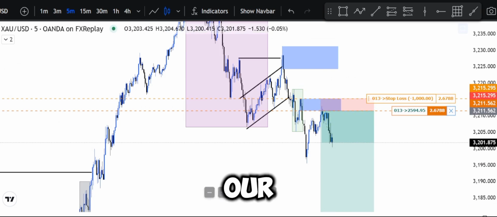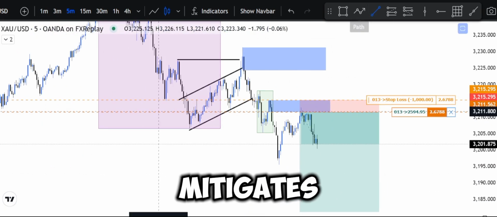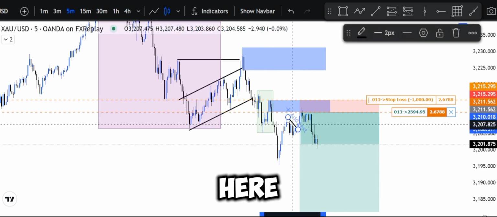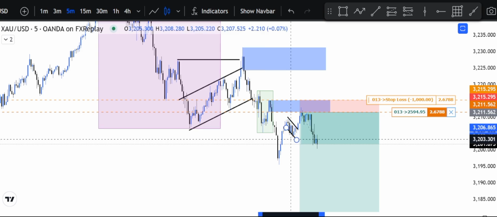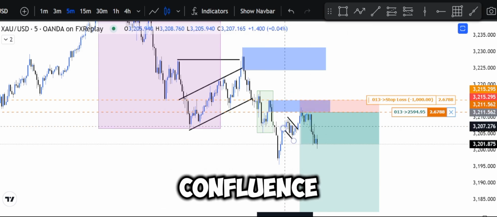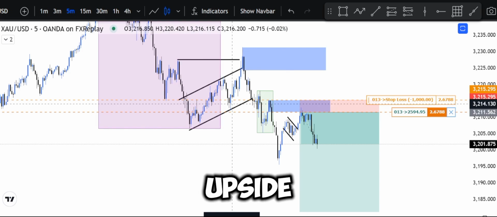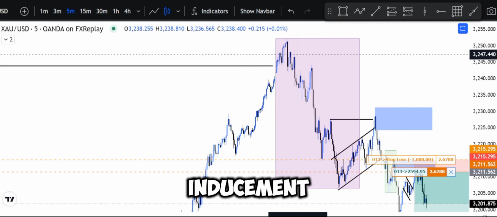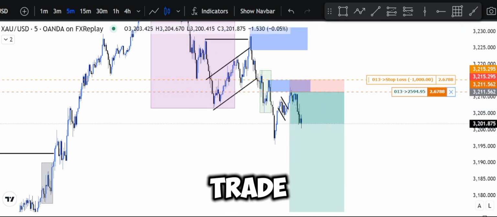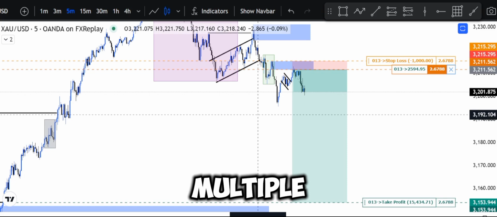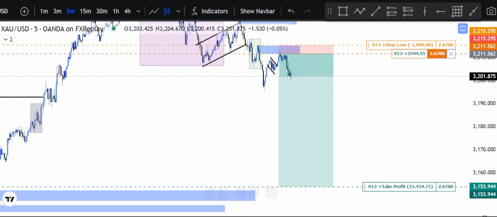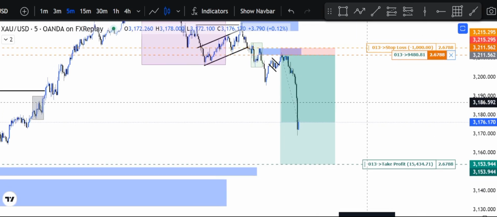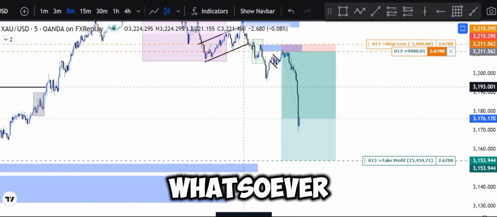Price mitigated our supply. Before it mitigates, it left a little bit of build up over here. This is a bonus confluence. It's not needed because we have here build up to the upside inducement, then price went down. Before this inducement, we had yesterday's high inducement, so this is a confirmed trade. Let's see if we can get multiple entries before it hit TP. Let's keep going. There was no re-entry whatsoever.